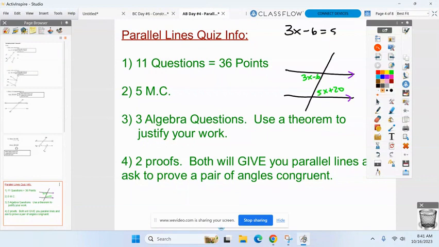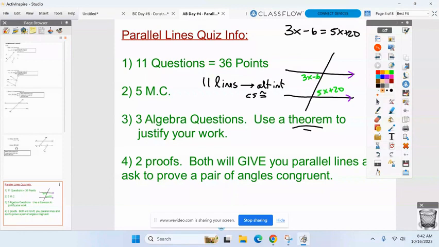So hopefully tomorrow I'll see this: 3x minus 6 equals 5x plus 20. You'll solve it. Maybe I want you to plug x back in. Done. Use a theorem to justify your work. So why did the test just tell me they're equal? Parallel lines imply alternate interior angles congruent. So that's what I'm expecting as far as a theorem to justify your work. Okay, you'll have 3 of those.